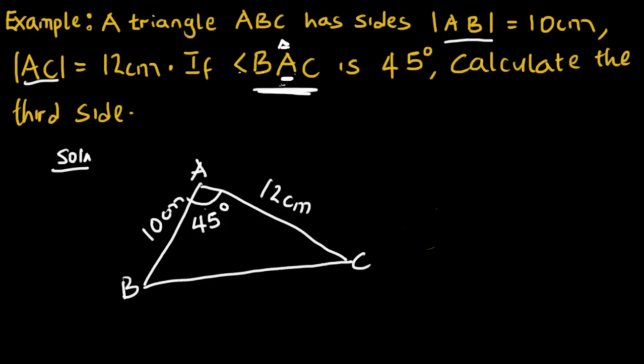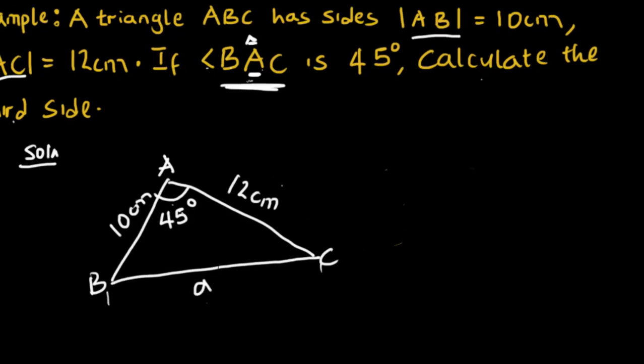Does this make sense? We are told to calculate the third side. So basically the third side is line BC. So we are told to calculate line BC. We can represent it as small a because it's the side that is facing angle A. So we are trying to look for small a.